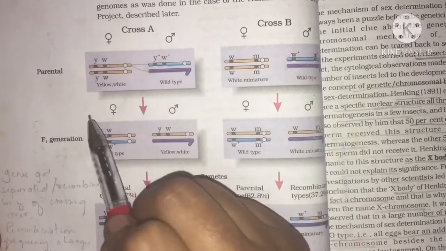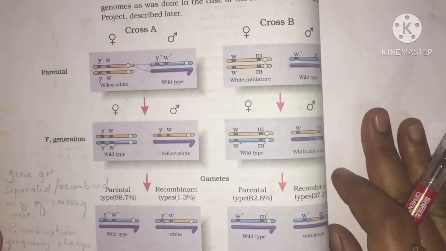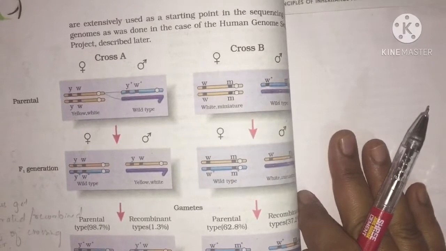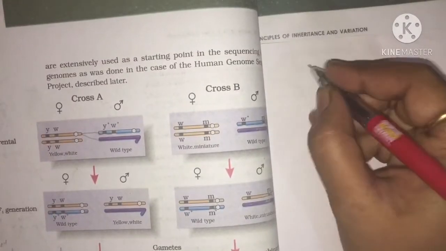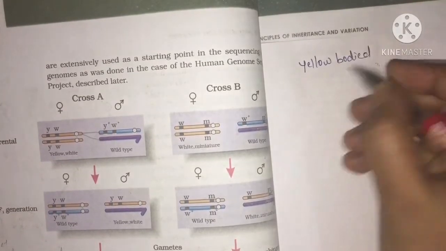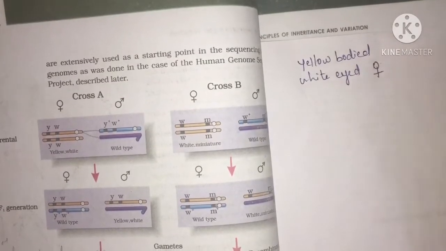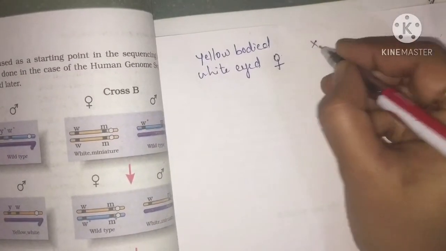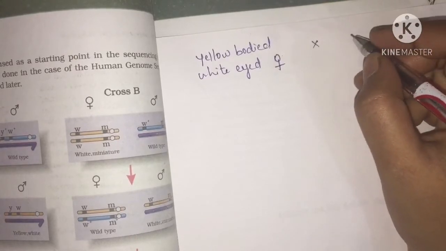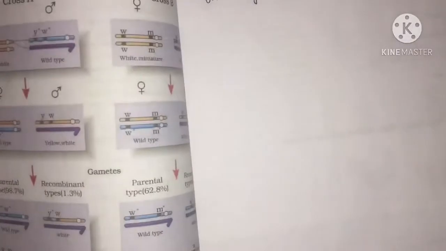These are dihybrid crosses. This will be easier if you know about the dihybrid cross given by Mendel. So I shall try to show you all here. First, yellow-bodied, white-eyed. It was female, right? We have just seen that, yellow-bodied, white-eyed female, and it was crossed with wild type, that is brown-bodied and red-eyed males.